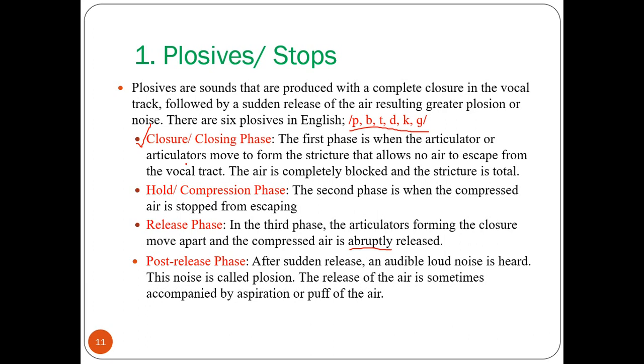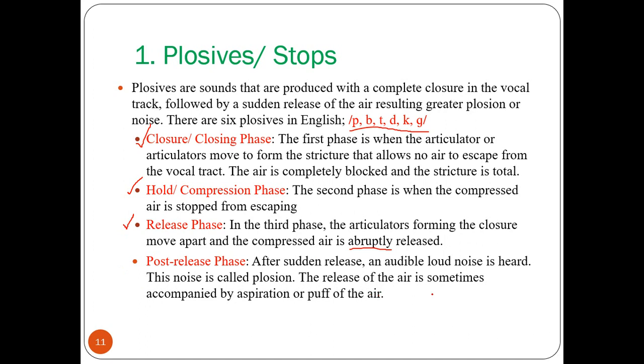Just like in the first phase, I said that the air stream is completely blocked, and in the second phase, the air is stopped for some time. Completely blocked, and stopped for some time. The third phase is the release phase, and what kind of release is that? The air is released abruptly. Because of the complete closure and the abrupt release, we have got greater explosion. After a sudden release, an audible loud noise is heard. This noise is called plosion, or sometimes you may call it explosion.